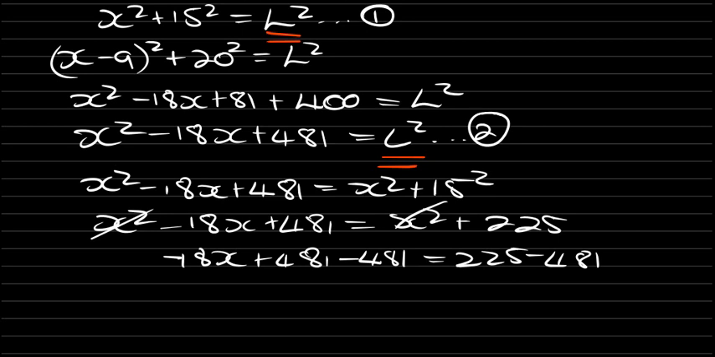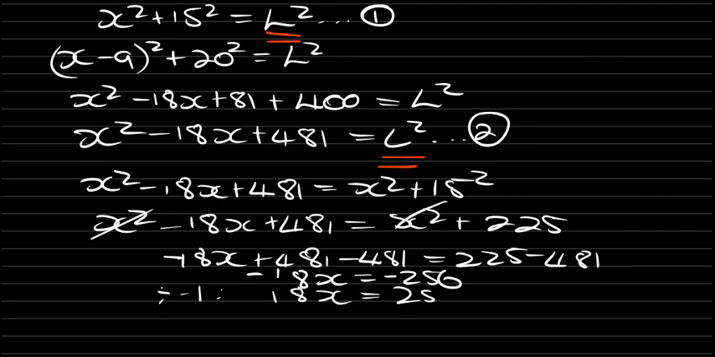Okay, so what we're left with is minus 18x equals minus 256. Yes. So we see that there's a negative on both sides, so we're going to divide by -1, and we'll have 18x equals 256, and we'll find that x equals 256 over 18. I'm not going to simplify that right now, just leave it as is.